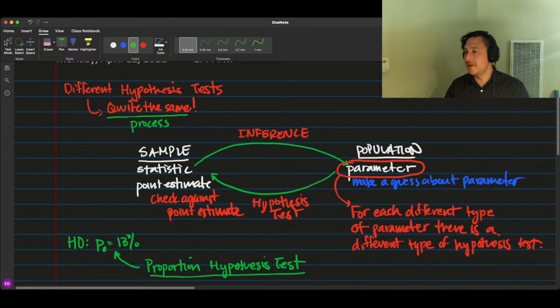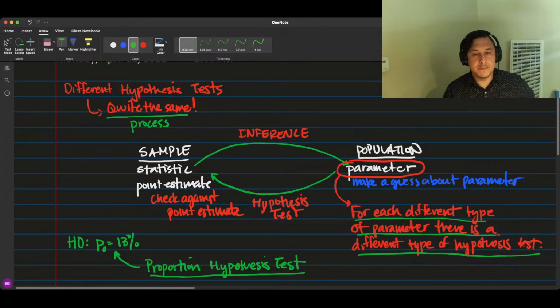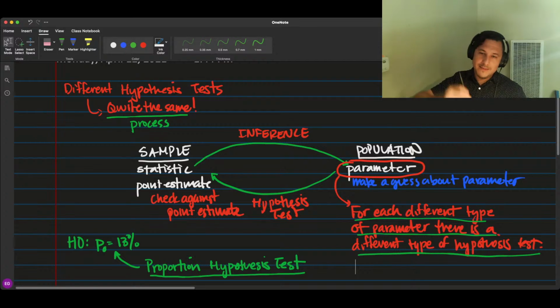Okay, because I said for each different type of parameter, there is a different hypothesis test. So we name them by the type of parameter. We name them by the parameter that we are making a hypothesis about.